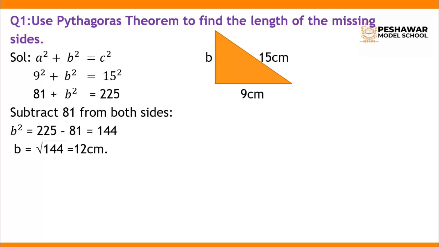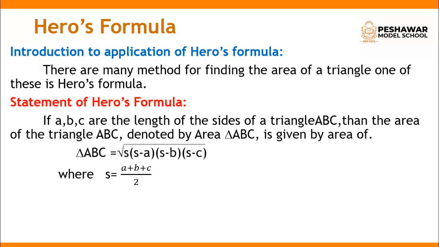You should know how to take the square root of 144. You have to find the square root by both methods: either you simplify the square root by prime factorization or by the division method. So now our next topic is Hero's formula.